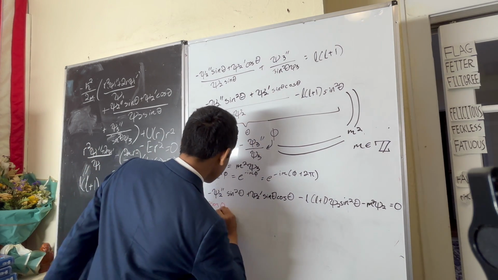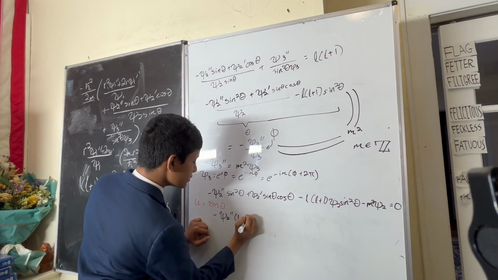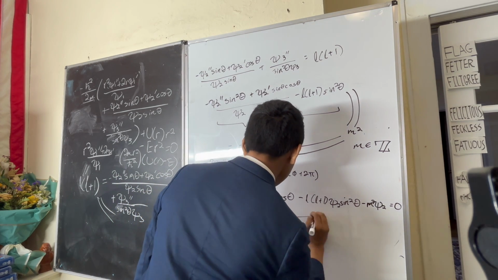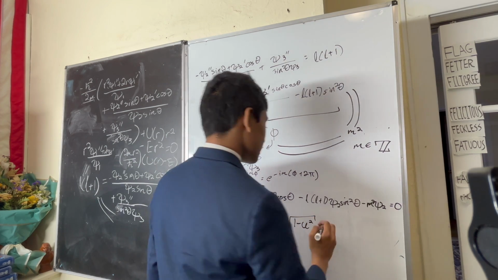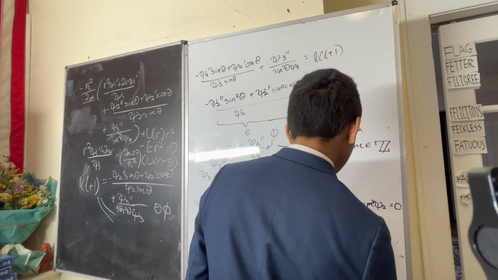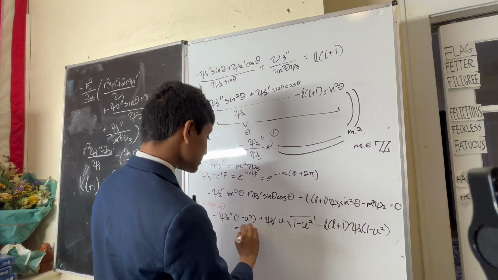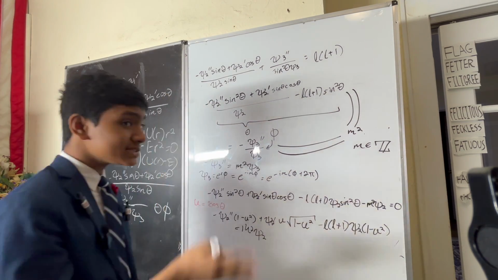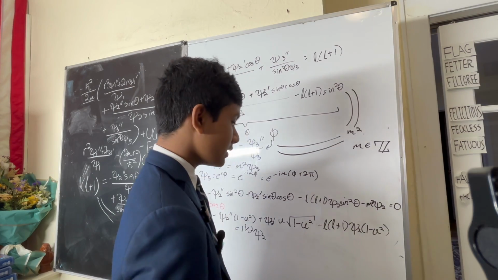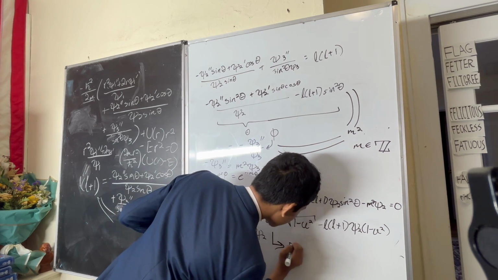You get minus psi 2 double prime times 1 minus u squared, plus psi 2 prime times u times the square root of 1 minus u squared, minus L times L plus 1 psi 2, times 1 minus u squared, is equal to m squared psi 2. And here's the coincidence. This is what we call the generalized Legendre equation, and it's solved by what we call the generalized Legendre polynomial.